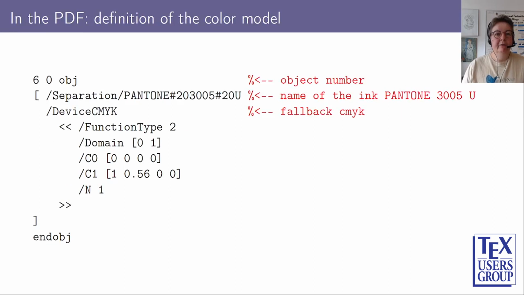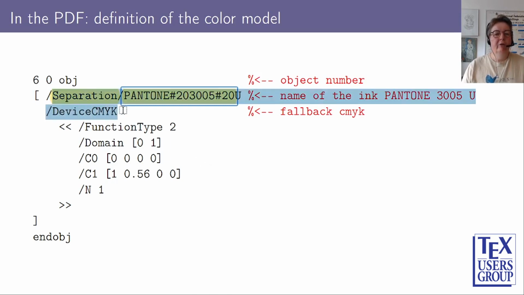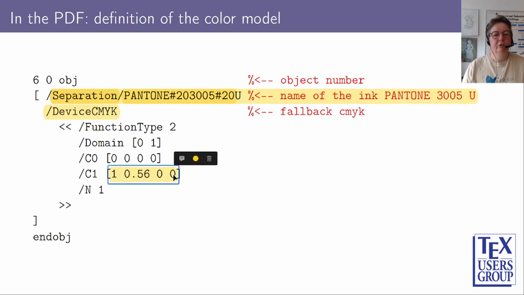In the PDF, such a spot color is quite easily defined. It's a not very large object. It is of type Separation. That's a special name for this type of color. Then it gives the name of the ink and a fallback function. So here is, for example, CMYK, and here below are the values for the CMYK fallback.